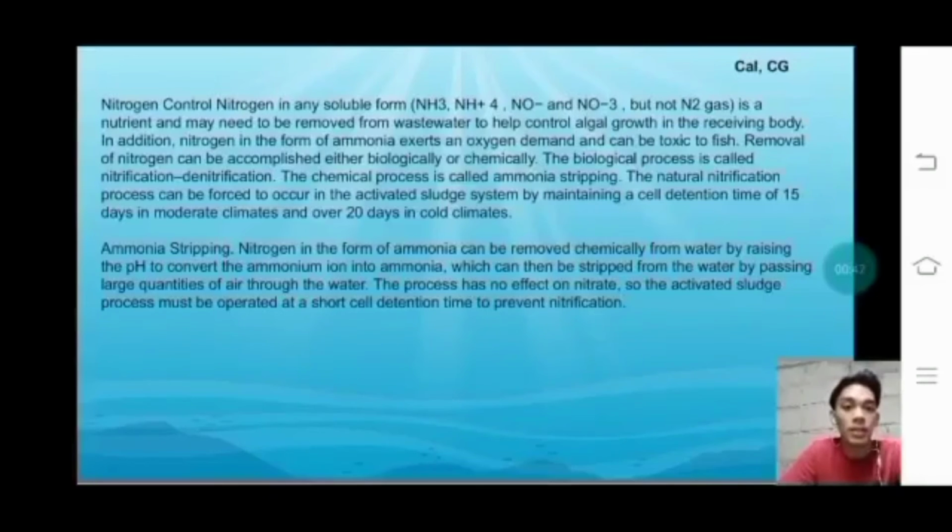Ammonia stripping. Nitrogen in the form of ammonia can be removed chemically from water by raising the pH to convert the ammonium ion into ammonia, which can then be stripped from the water by passing large quantities of air through the water.